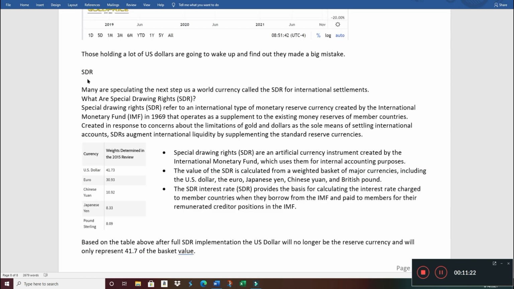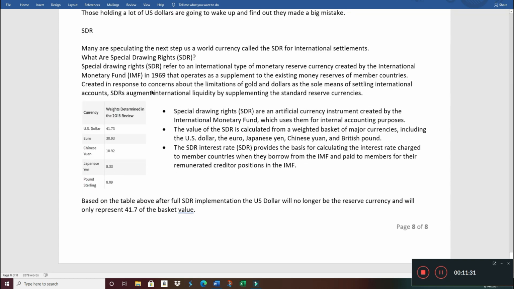So what is the next thing? Some are saying the special drawing rights, SDR. And this is a little bit of a problem when you are the primary reserve currency. All of a sudden what happens is now you kind of get diluted. So you can see the US dollar in the SDR is going to be like 41%, Euro is going to be 31%, Chinese yuan is going to be 11, Japanese yen 8, and pound sterling is 8. So you start seeing that we're potentially going to see a loss of purchasing power when this happens.